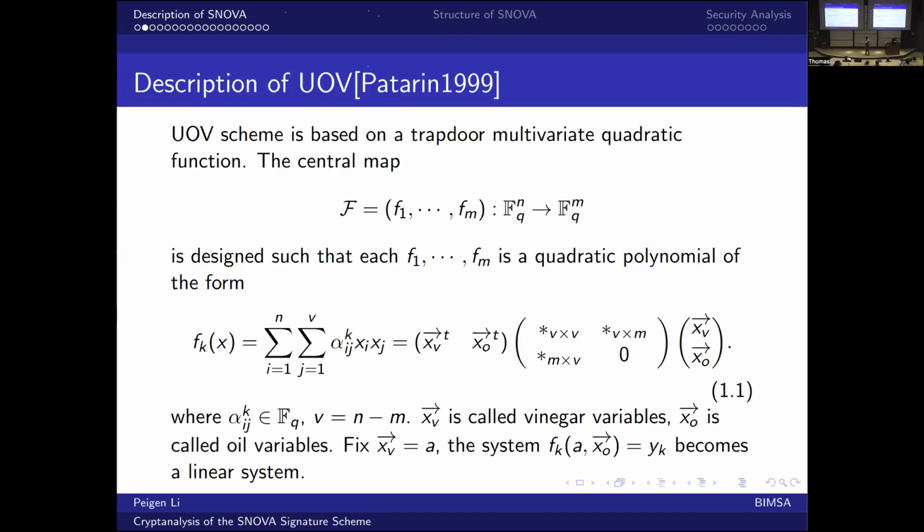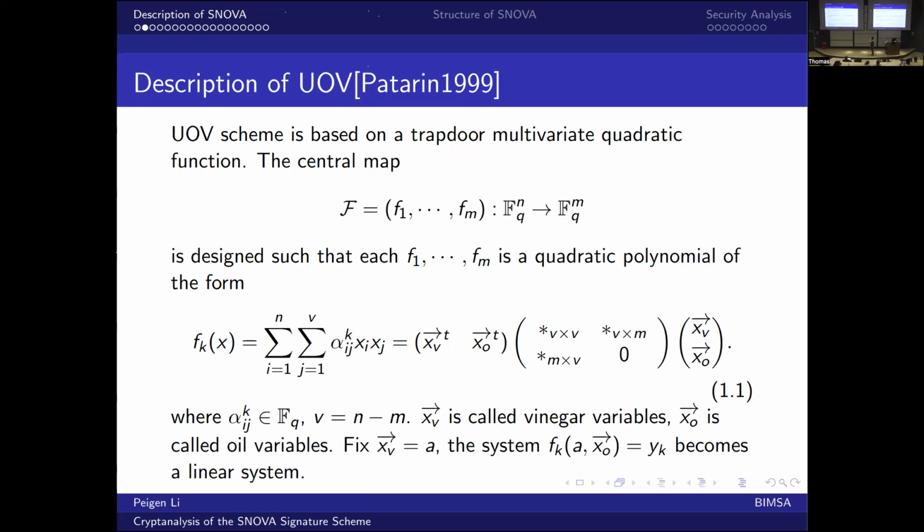First, we will recall the UOV structure. The UOV scheme is based on a trapdoor multivariate quadratic function. We know how to use a trapdoor function to construct a signature scheme. Next, I will introduce how to construct such a trapdoor function.